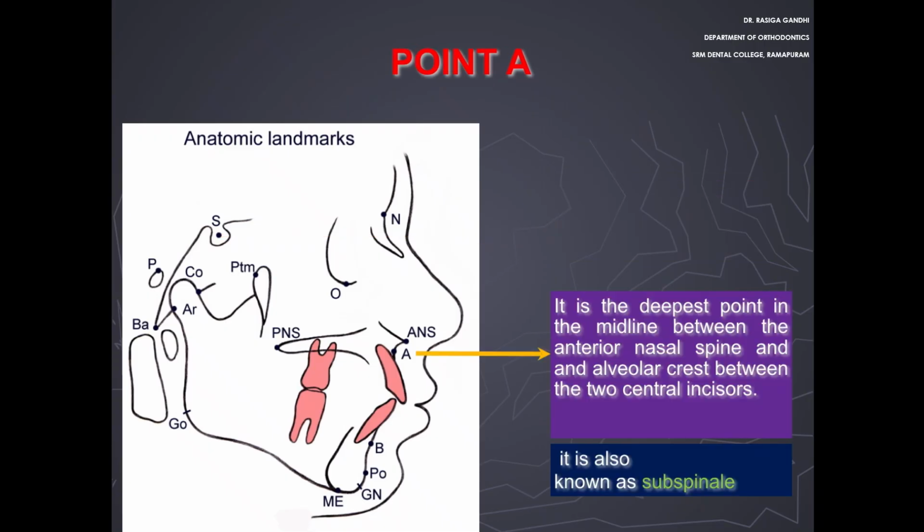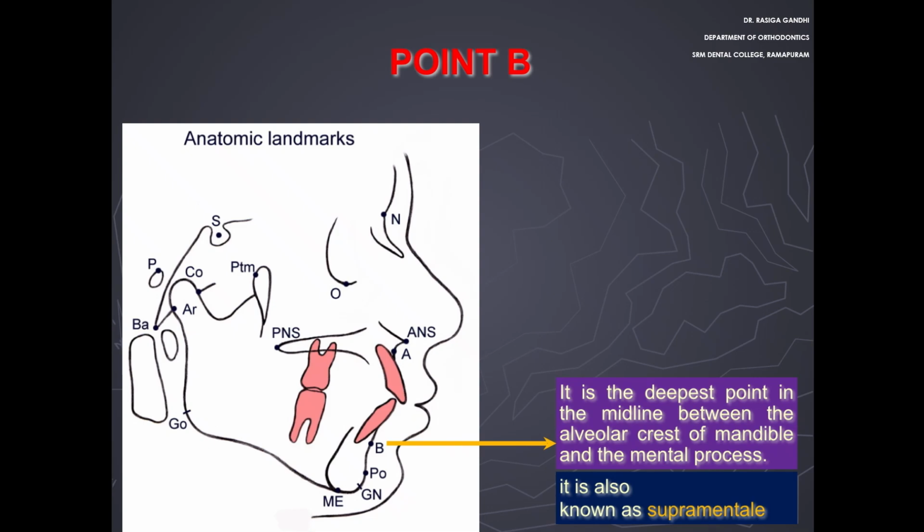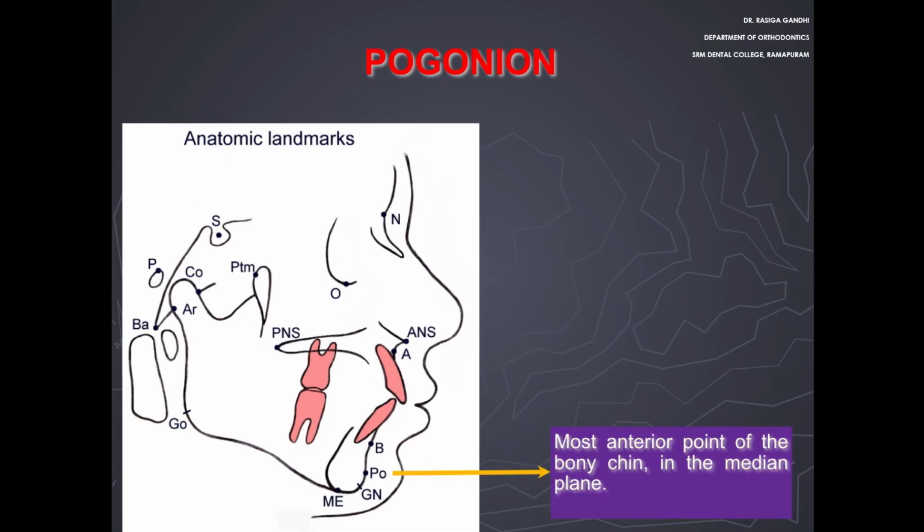The next point will be point A, and it is the deepest point in the midline between anterior nasal spine and the central incisors in the curvature. It is also known as subspinal. And point B is the deepest point in the midline between alveolar crest of mandible and mental process, that is the chin, also known as supramentale.